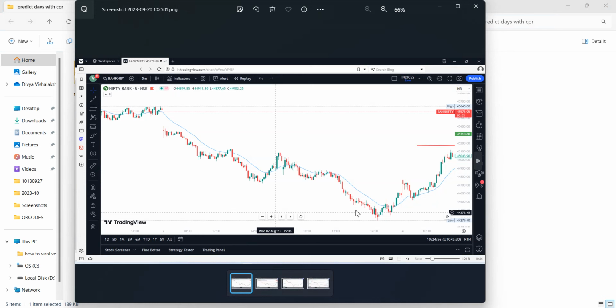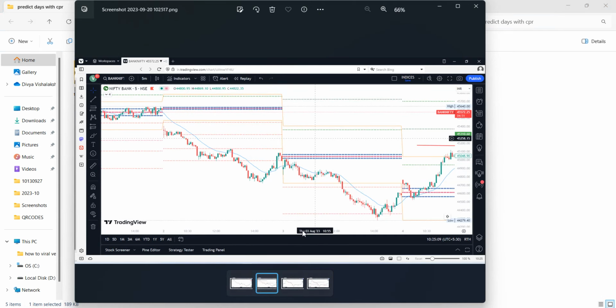See, this is a naked chart. This is a very naked chart. See, when the price comes here to the CPR, there is a big bearish day here, which is a trending day. Why is it a trending day? See, here also a trending day. Why is it a trending day?